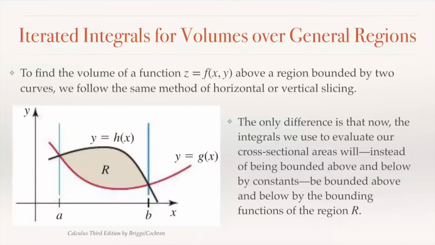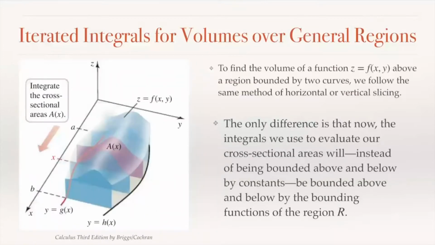And the only difference is that now the integrals that we'll use to evaluate our cross-sectional areas will be non-constant in their bounds. So the picture might look something like this, where we have our function z equals f of xy above the xy plane and want to find the volume of that above some region R. And we'll integrate the cross-sectional area A of x, as x ranges from a to b in this case. And to find that cross-sectional area A of x, well, that would be the integral from g of x up to h of x, if it's this region bounded by these two curves.